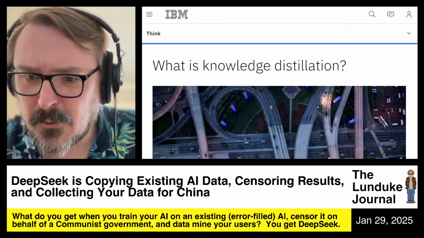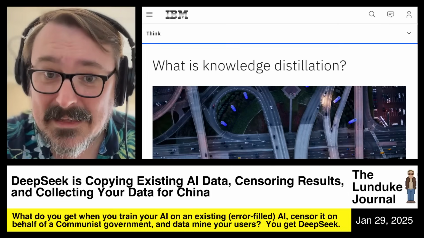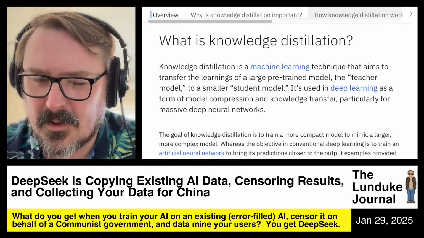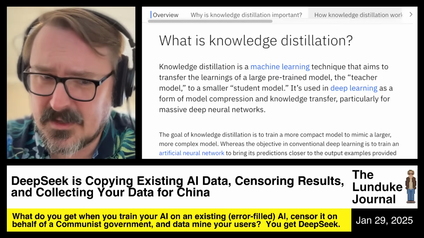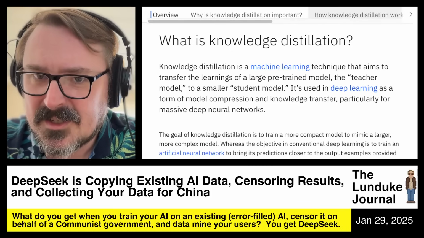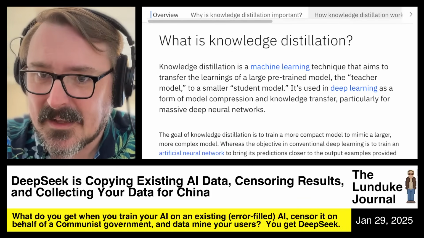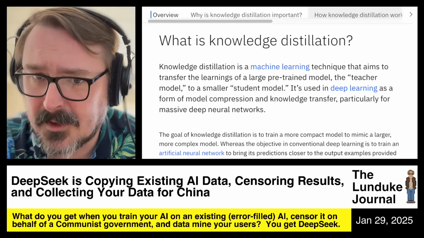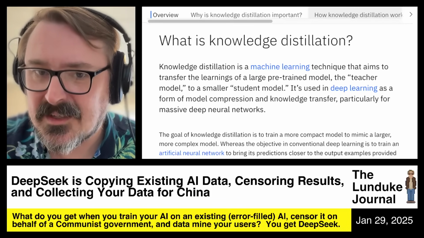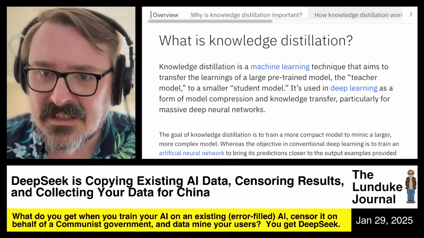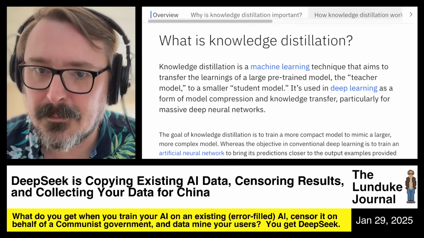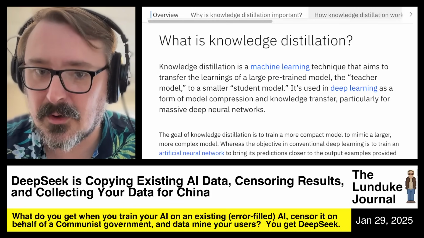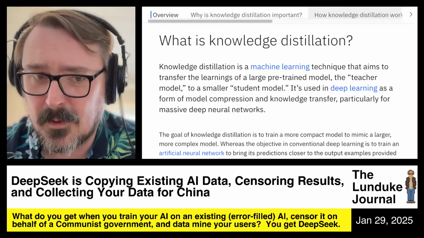Now, let me bring something up here. Here's an article from IBM.com on what is knowledge distillation. It's a very, very simple concept. I'm just going to read their description of it for you to give you the headlines. Knowledge distillation is a machine learning technique that aims to transfer the learnings of a large, pre-trained model, the teacher model, to a smaller student model. It's used in deep learning as a form of model compression and knowledge transfer, particularly for massive deep neural networks.